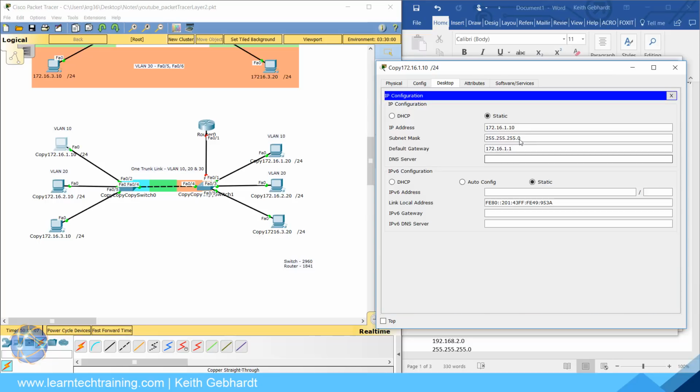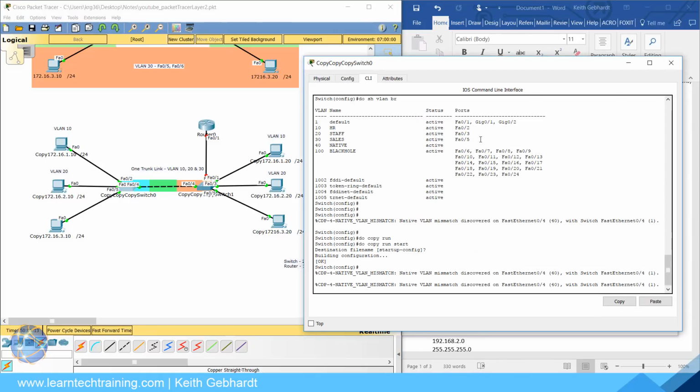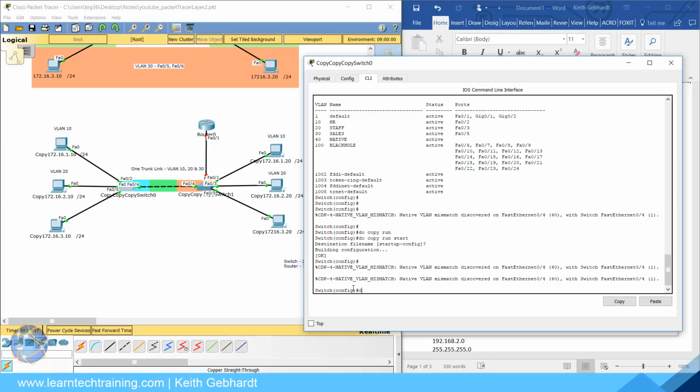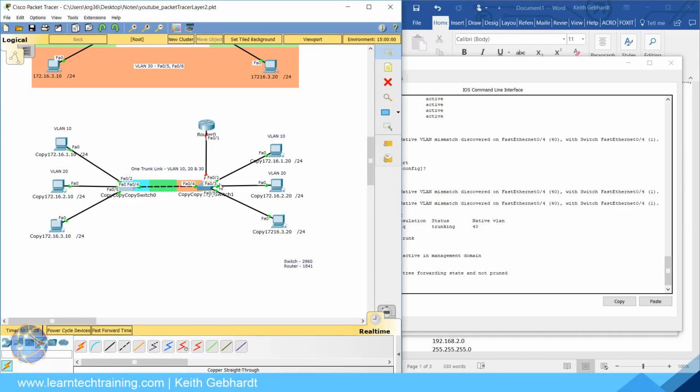Alright, so we made a mistake. 16.110. Class C. Did I forget a configuration? Let's double check our Fast Ethernet 04. Alright, so let's do show interface trunk. And okay, we are trunking. VLANs allowed are 10, 20, 30, and 40. Okay, we're good. And let me just do this. Oh, he's not port 1. He was port 2. Okay.